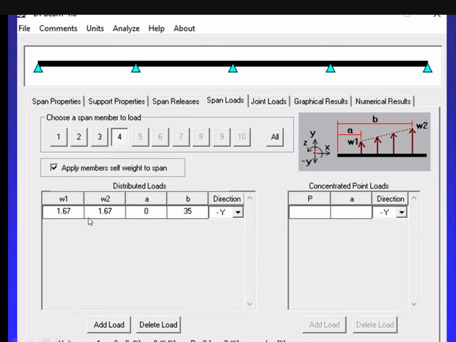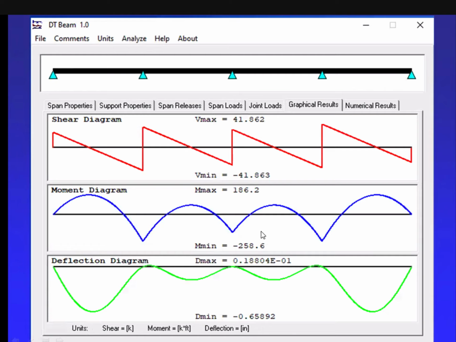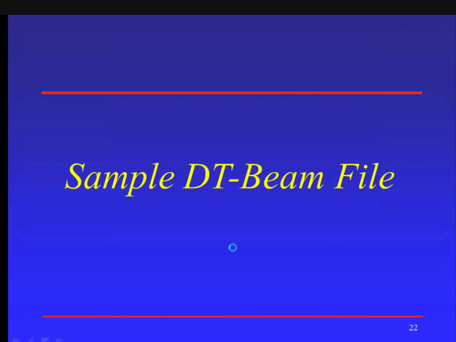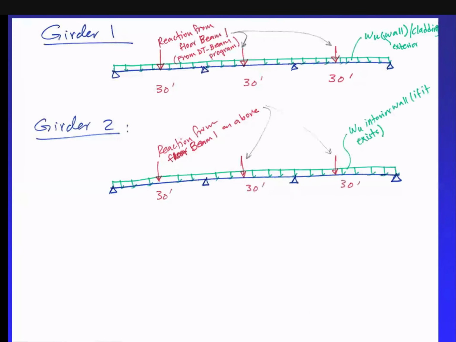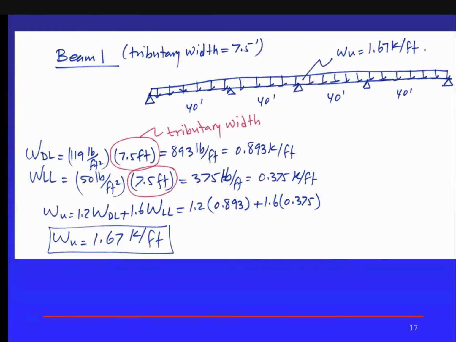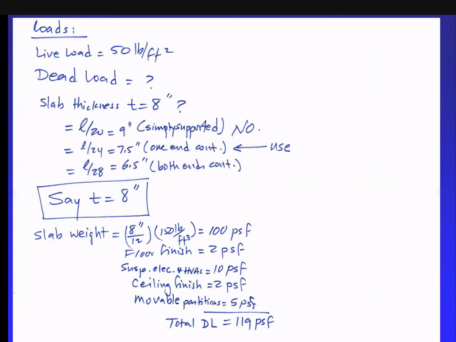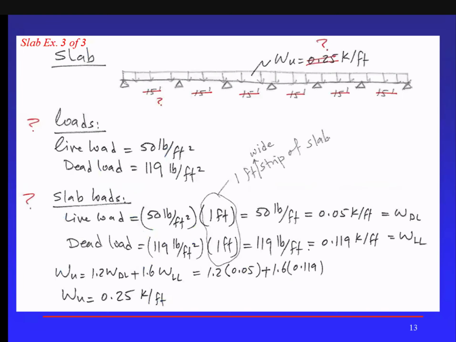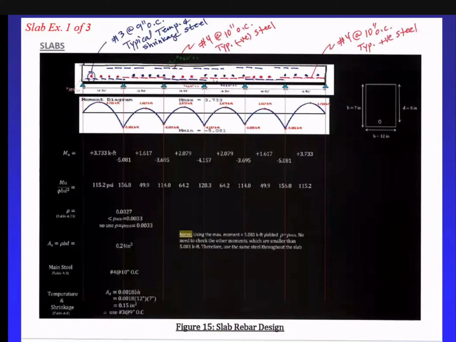0.25, we went over that too. And you enter that for all 6 spans. Okay, and then you run your DT beam and you're gonna get the moment diagram. All right, just as a quick review for you. So once you get the moment diagram, it's gonna be very similar to what we did with the beams. There's a few things different in the slab, and that's why I wanted to do that today.